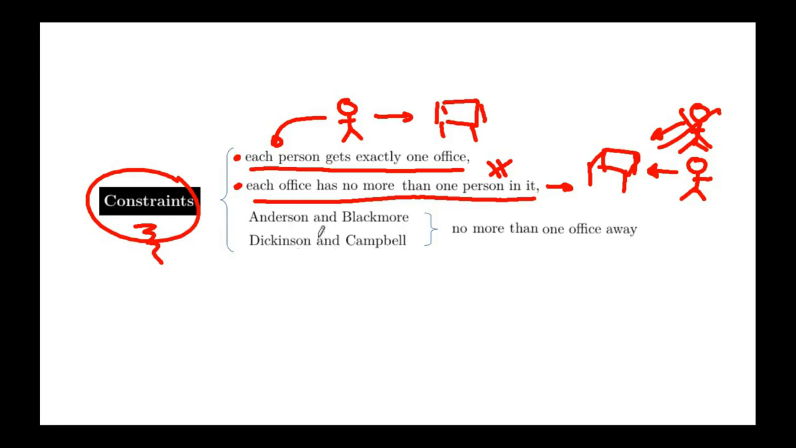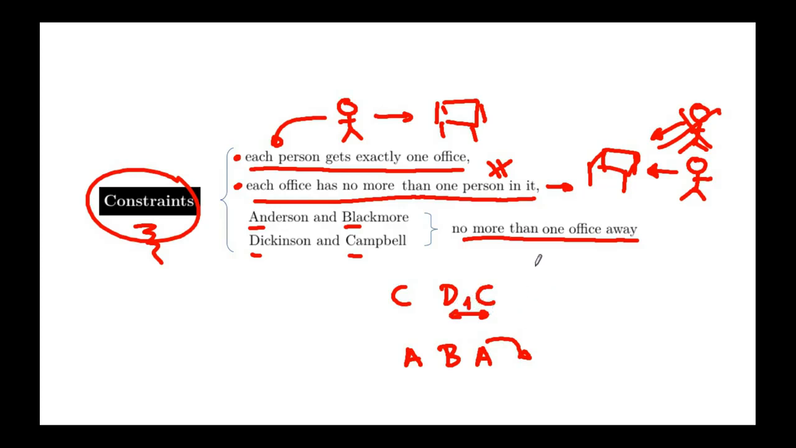And then we have two extra constraints that either Anderson and Blackmore must work side by side, so no more than one office away. And the same goes for Dickinson and Campbell. Why? So maybe it's because Anderson and Blackmore work on the same department, and the same goes for Dickinson and Campbell. But if here I put Dickinson, Campbell must be on the right or on the left. Okay? And if I put Blackmore here, A must be here or here, but not in another position. No more than one Manhattan distance. Remember this, a Manhattan distance. That's the concept. So Manhattan distance equal to 1. That means that only one step for the Manhattan distance.